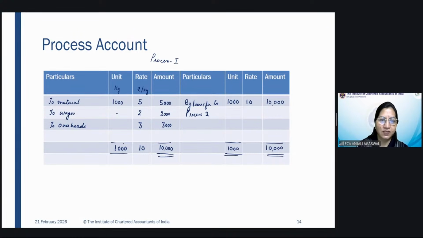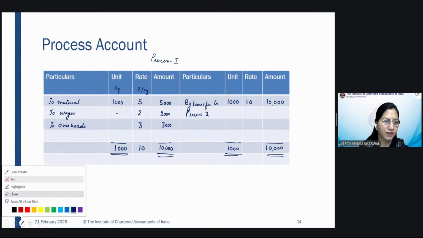Rate may not always match. Why? Because if there were normal loss, the rate would get inflated. But units and amount should always match. So even if you don't write the rupee 10 here, it is perfectly okay.